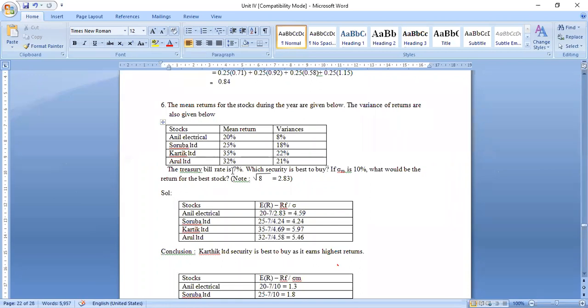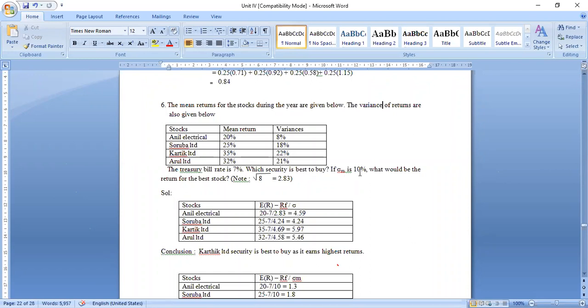Wherever it is specified with regard to government bonds or treasury bills, these are the type of securities which signify the risk-free rate of return. It means it carries no risk at all, and you have a predetermined rate of interest that is defined. Those types of securities are called risk-free securities. So the treasury bill is a risk-free security, or a risk-free rate of return. The treasury bill rate is 7%, and it is asking which security is best to buy.